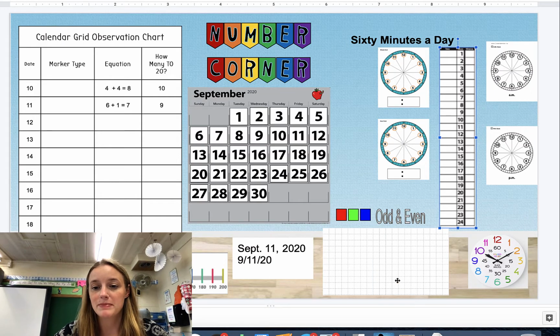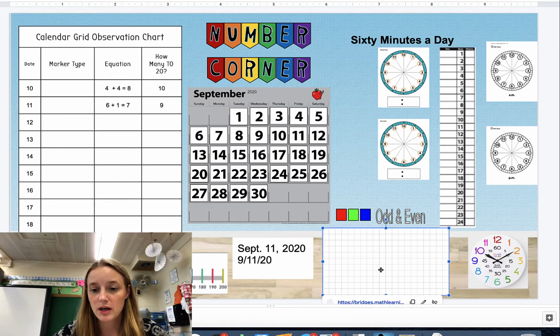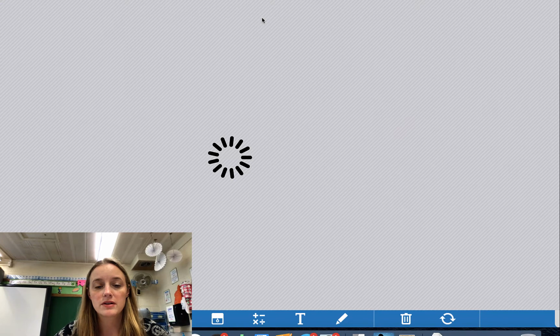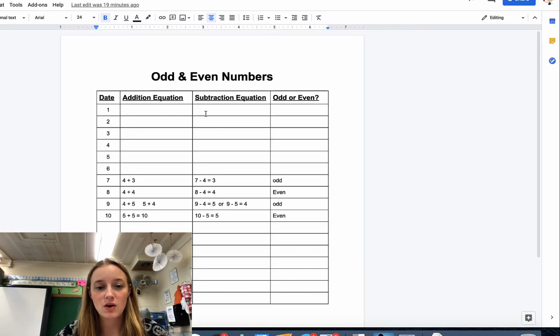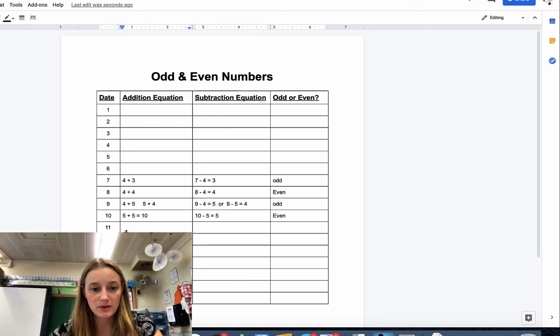And we're going to quickly update this odd and evens as well. So I'm going to go to the odd and even chart. So here's our odd and even chart. The last time when we had September 10th, we had 5 plus 5. Now we need to add one more blue. So we have 5 plus 6, right? So on here, we're going to write the 11th. We're going to write 5 plus 6 equals 11.